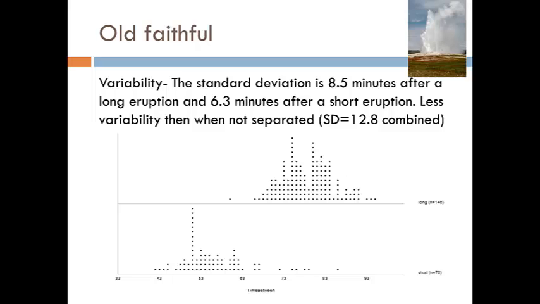What's interesting is while those numbers are somewhat comparable, the one's a little smaller than the other, if you compare it to the variability when the data is not separated, if you put all of these dots together, all 222 observations together, and computed the standard deviation to be 12.8, the variability there would be much larger.